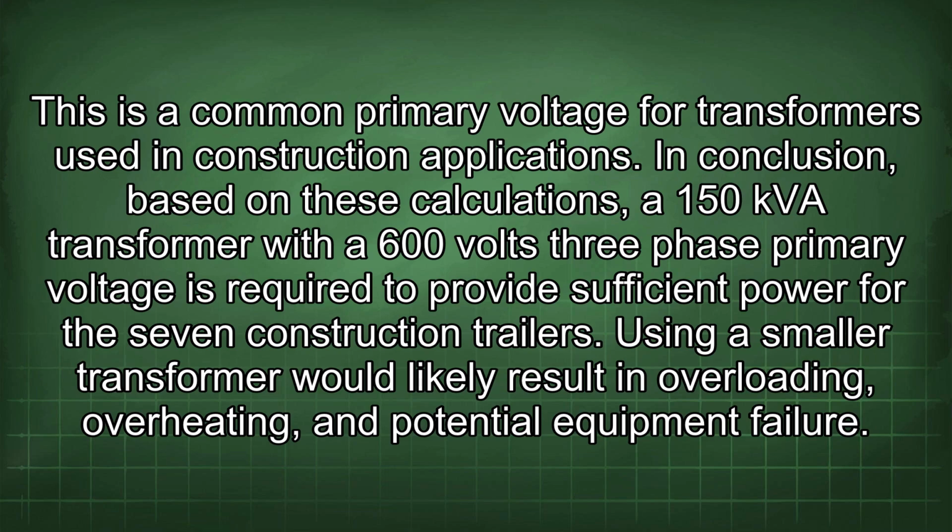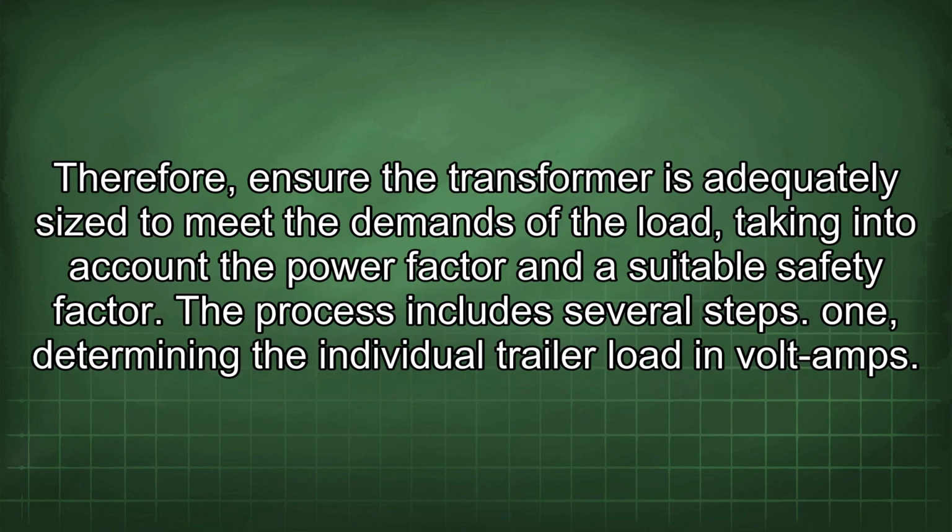In conclusion, based on these calculations, a 150 kVA transformer with a 600 volts 3-phase primary voltage is required to provide sufficient power for the 7 construction trailers. Using a smaller transformer would likely result in overloading, overheating, and potential equipment failure. Therefore, ensure the transformer is adequately sized to meet the demands of the load, taking into account the power factor and a suitable safety factor.